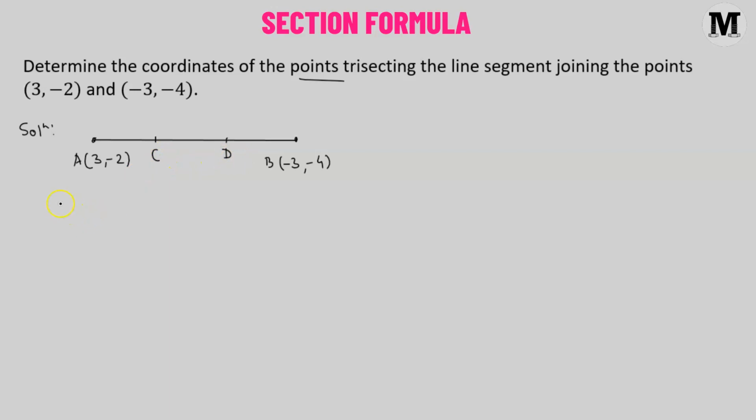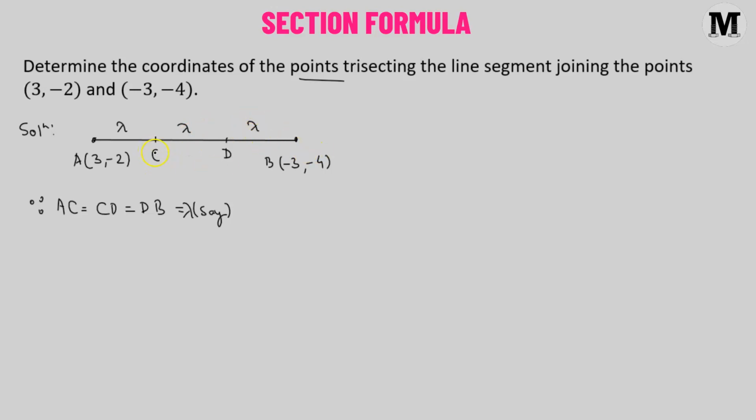To begin with, we'll suppose that AC equals CD equals DB. That's the whole meaning of trisection. So let each of these be equal to some constant lambda. Then we can say that AC has length lambda, CD is lambda, and DB is also lambda.